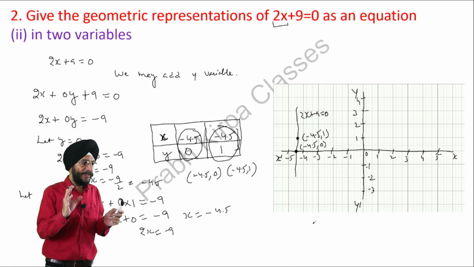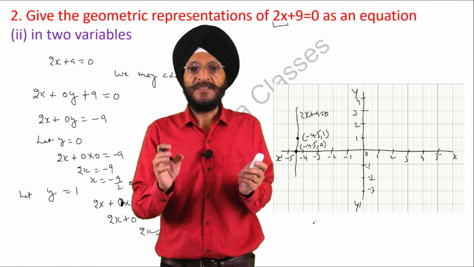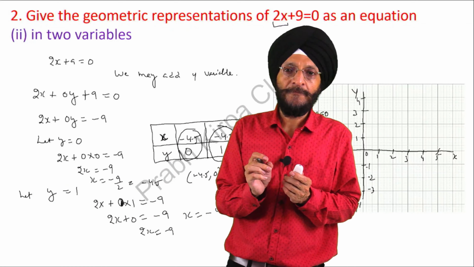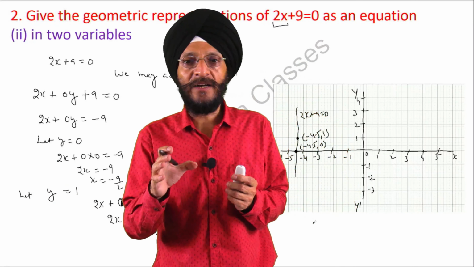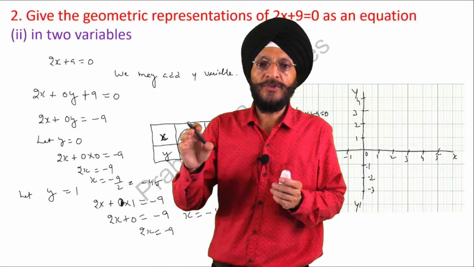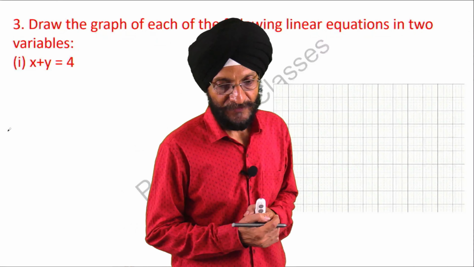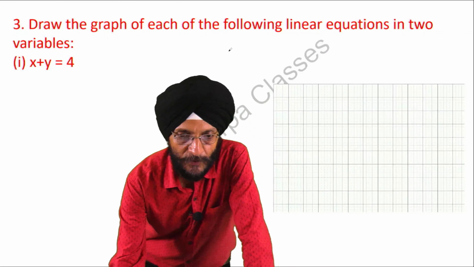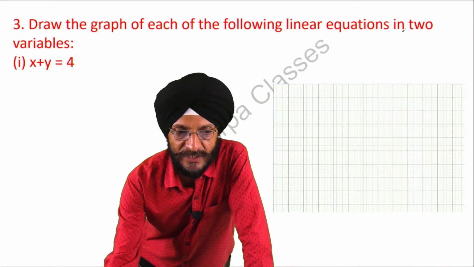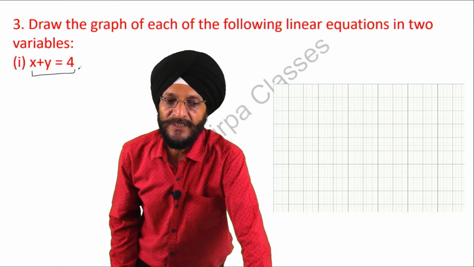I hope you might have understood the concept that in case only one variable is given, then we have to add the other variable in the case of a linear equation in two variables. The question before us is, draw the graph of each of the following linear equations in two variables. The equation given is x plus y is equal to 4.